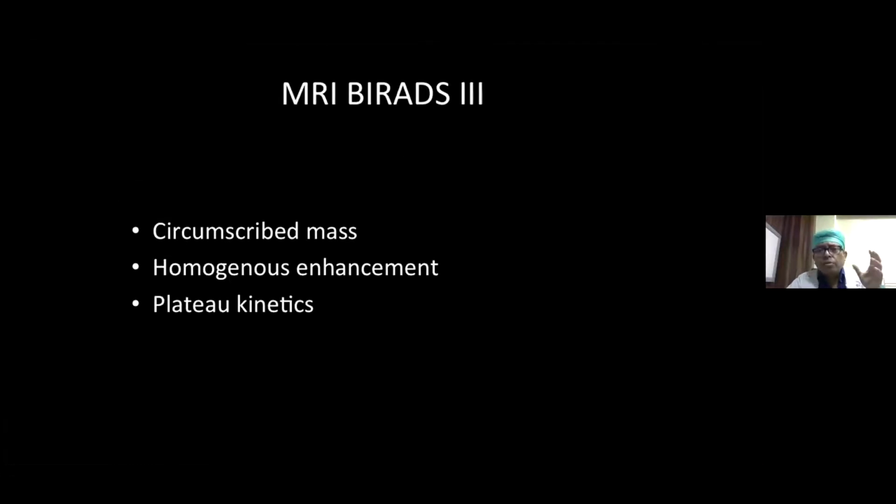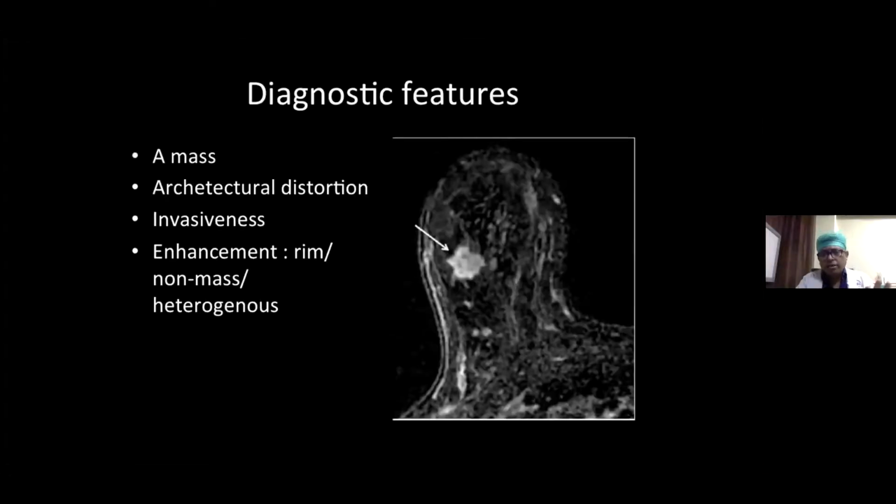Now coming to the MRI and the Birads tree. Now these are circumscribed mass, homogeneous enhancement, and the kinetics. I'm going to explain all three. I understand many of the trainees do not know what it is. Now look at this. This is a classical feature of malignancy. There is heterogeneity, there is architectural distortion, there is invasiveness to the surrounding parenchyma.